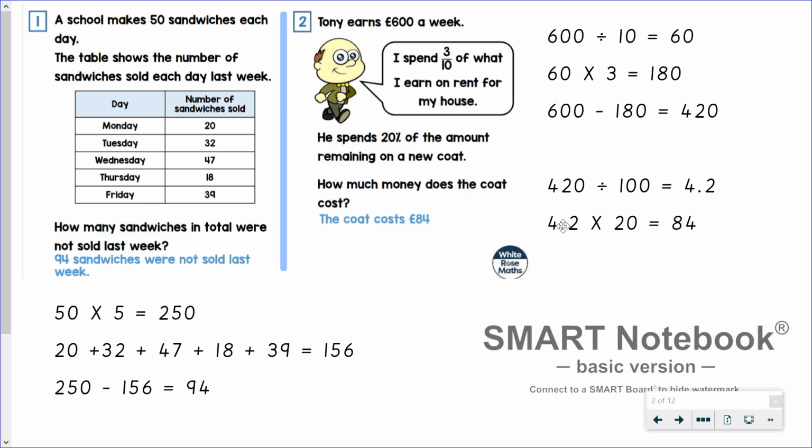Then he spends 20% of the amount remaining on a new coat. Now I decided to find 1% and then times it by 20 to get it. You might have found 10% and then times it by 2. I did 420 divided by 100 gives me 4.2. And then that 4.2 for 1% times 20 is 84. You might have found 10%, so you might have done 420 divided by 10 to get 42 and then just doubled it. But £84 is what the coat cost.